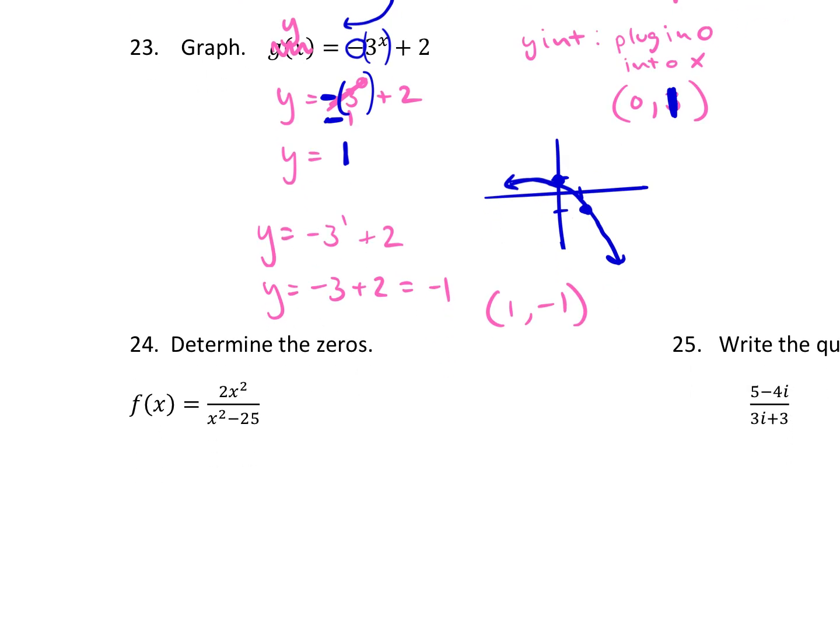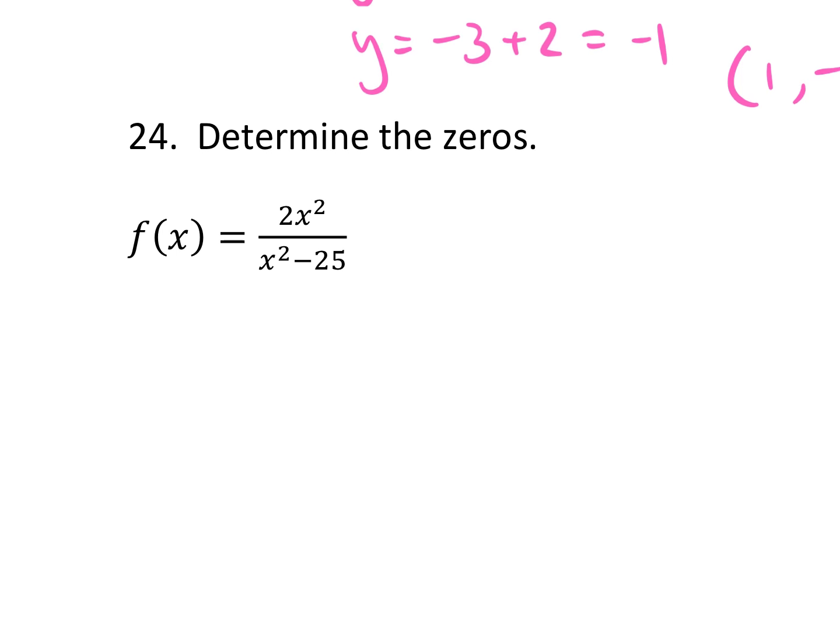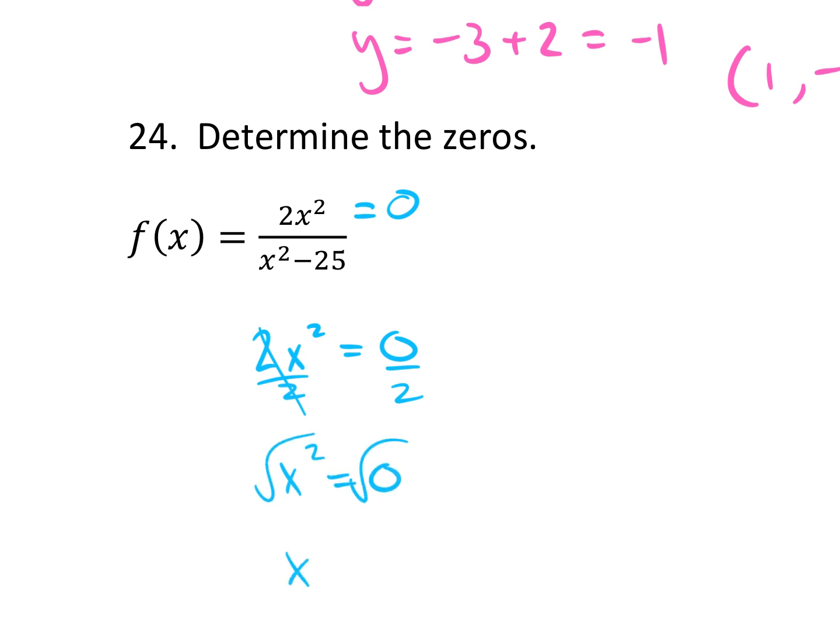All right, let's look at 24. Determine the zeros. When you have a fraction, you just need to set the numerator equal to 0. If you set the whole thing equal to 0, that's fine too. You can cross multiply. When you multiply the denominator by 0, it goes away anyways. But we just need to set the numerator equal to 0 to solve. We can divide by 2. X squared equals 0. Take the square root. What does x equal? 0.